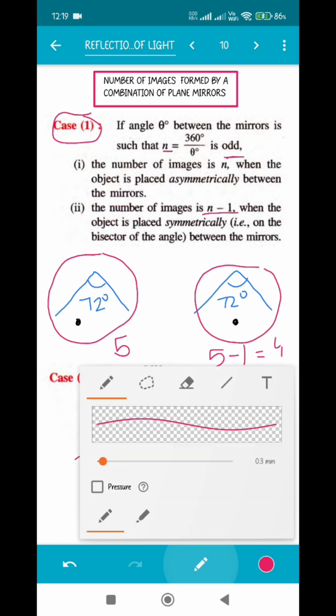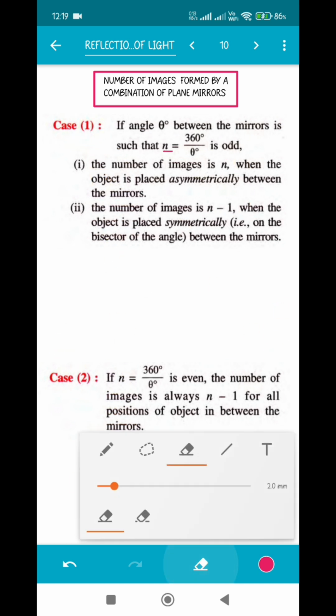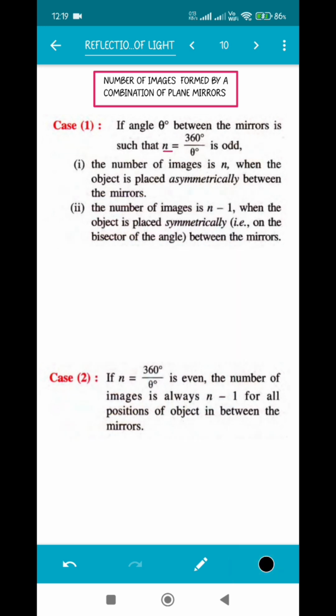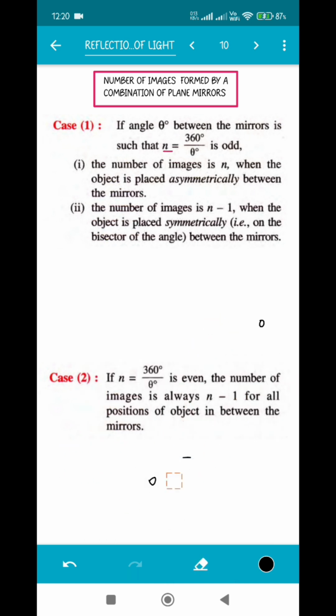Now coming to the second case. This is easier because there are no subcases. If n, that is 360 degrees divided by theta, is even, the number of images is always n minus 1. Let us take an example. If theta is 60 degrees, what will be the value of n? 360 degrees divided by 60 degrees, on solving, you get 6. That means n is even, so the number of images will be 5. I hope it is clear. Only when the value of n is odd do we consider the two subcases, otherwise not.